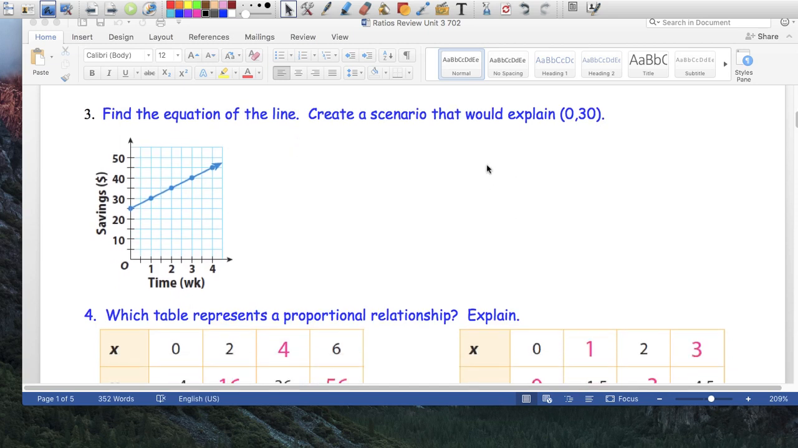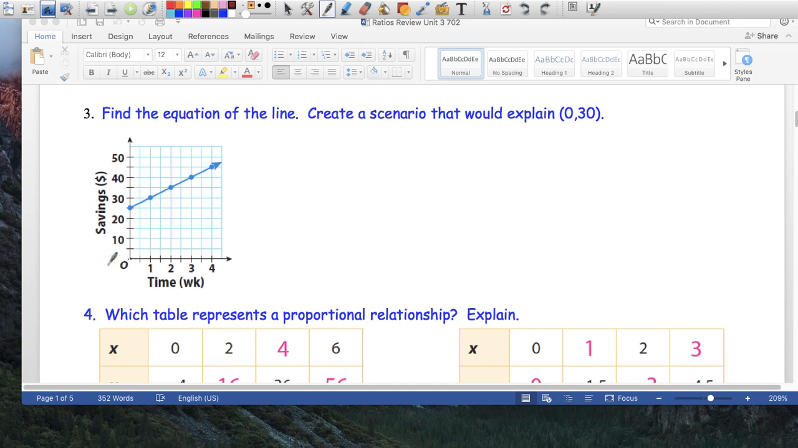Number 3, find the equation of the line, create a scenario that will explain 0 and 30. Okay, so at 0 time, he already has, not 0.30, this should be 0.25 by the way.